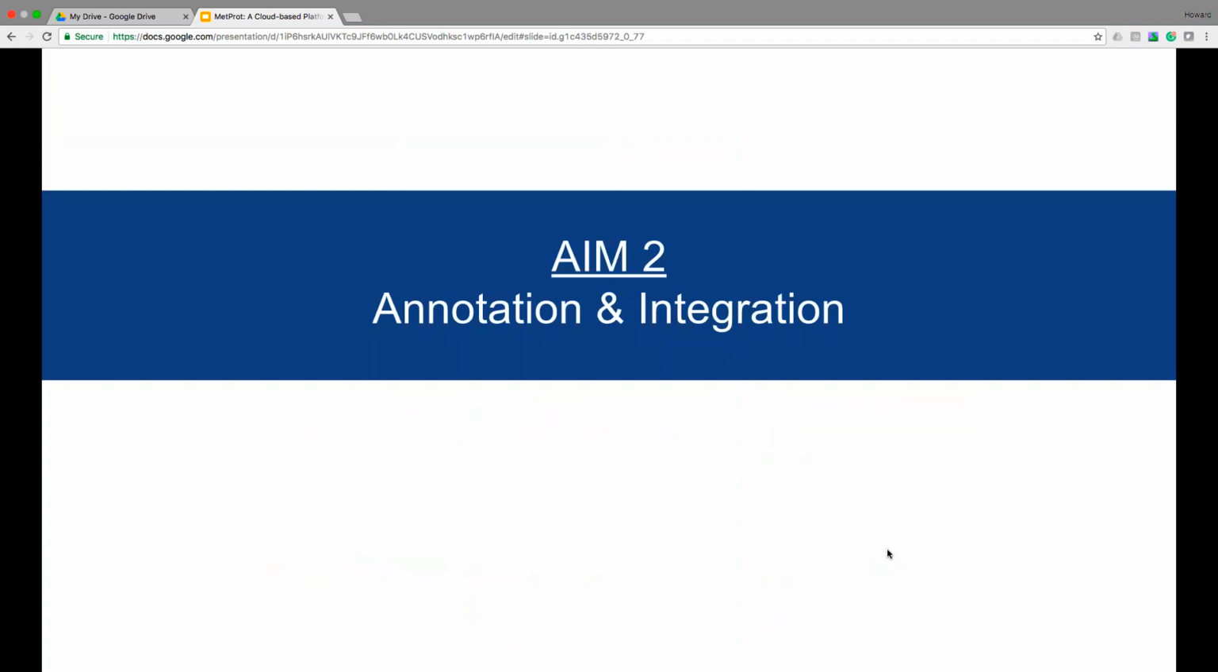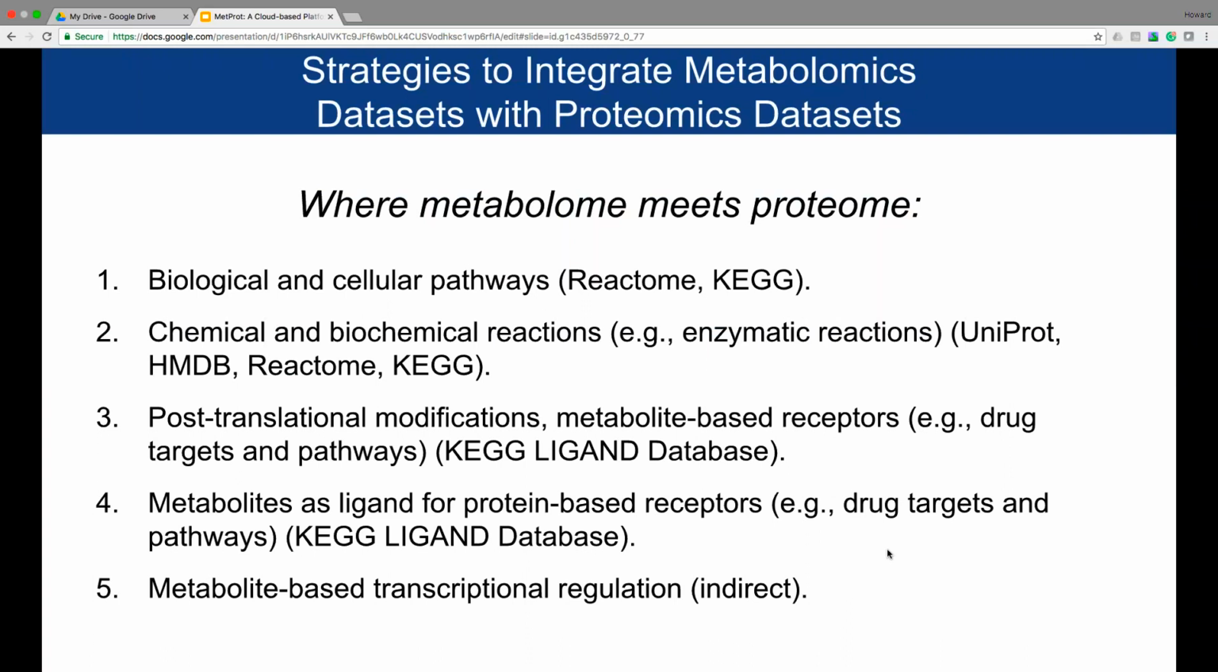Okay, so let me move on to AIM-2. The topic of AIM-2 is the annotation and integration of metabolomics and proteomics datasets. The rapid development of analytical technology has drastically increased the amount of data generated by both proteomics and metabolomics experiments, which is very high. However, many large data sets of either proteins or metabolites are often fragmented and rarely integrated.